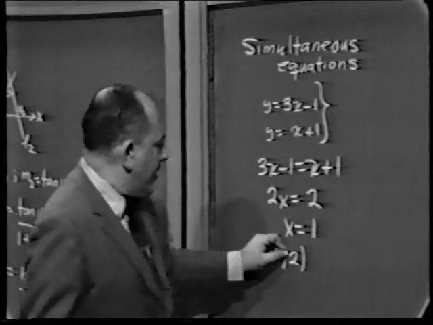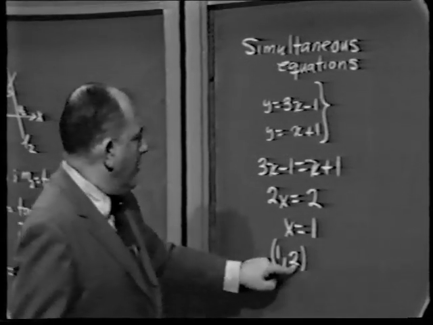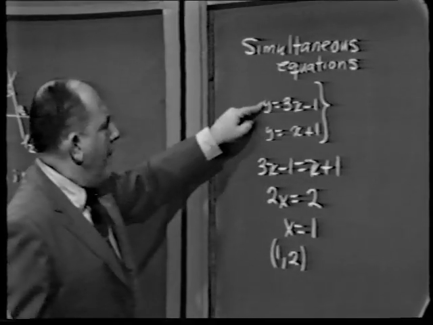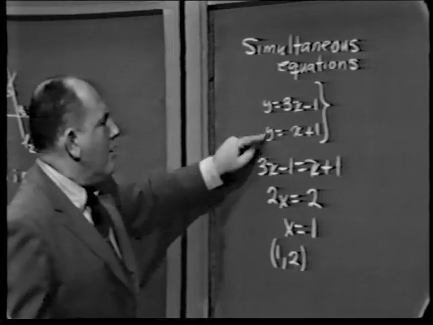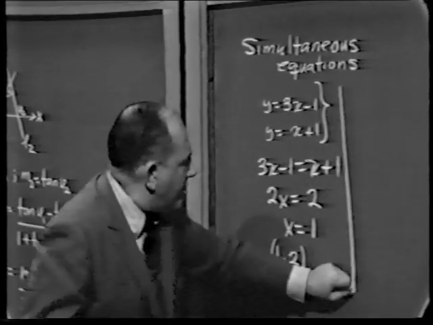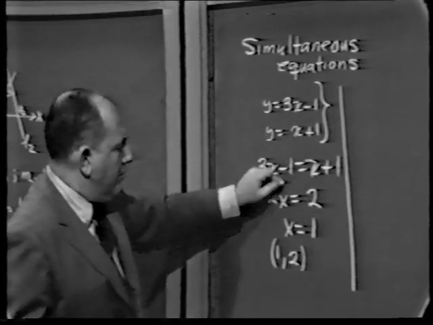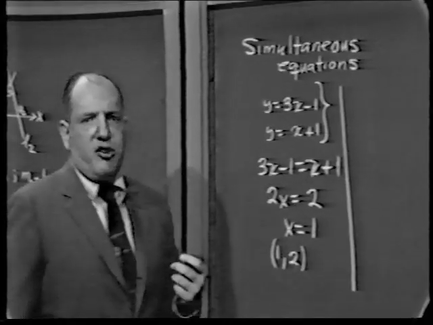In other words, if I want to look at this algebraically, 1 comma 2 is the only member that belongs to both of these two solution sets. Now, again, notice how I can solve this purely analytic problem without recourse to a picture.